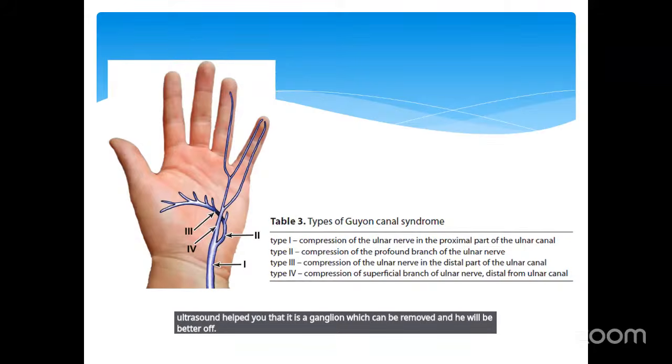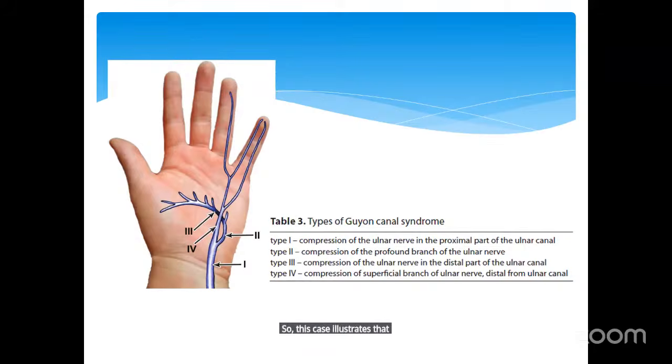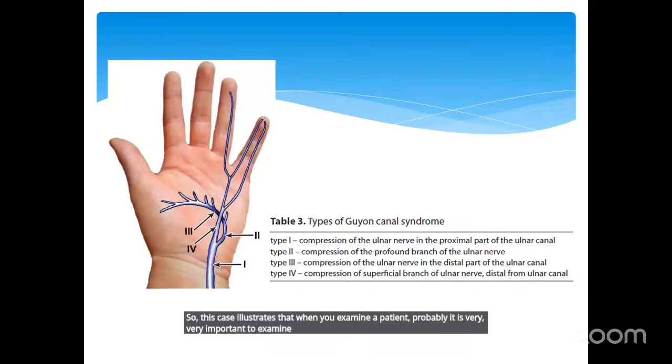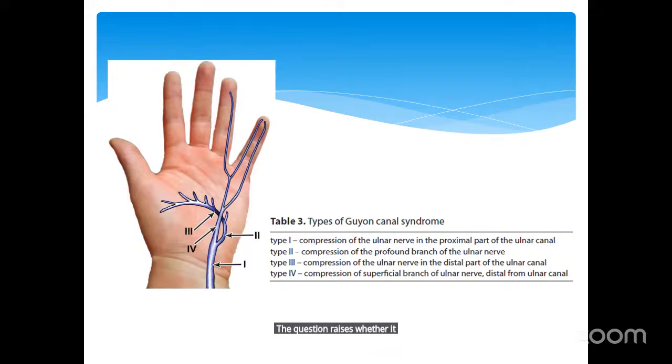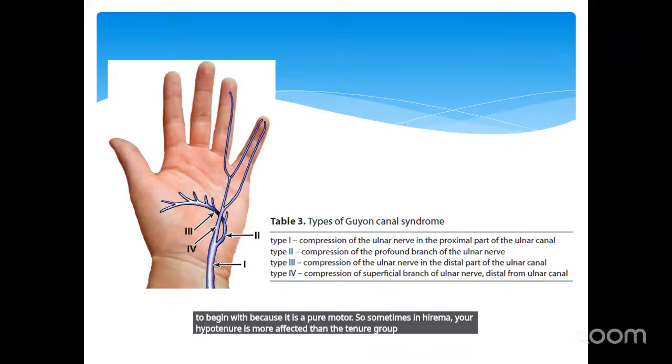So this case illustrates that when you examine a patient, it is very important to examine clinically whether a small muscle, specifically an ulnar innervated muscle such as ADM, is affected while sensory is normal. The question then arises whether it is Hirayama disease or ALS to begin with, because it is a pure motor presentation. Sometimes in Hirayama, your hypothenar is more affected than the thenar group. So in that situation, it might be a little confusing.